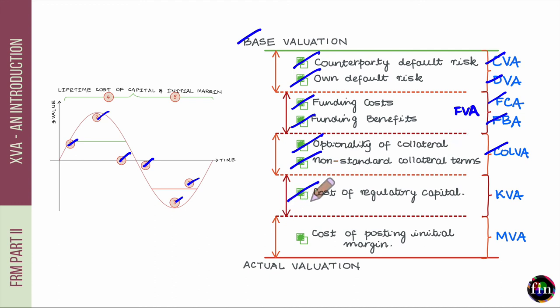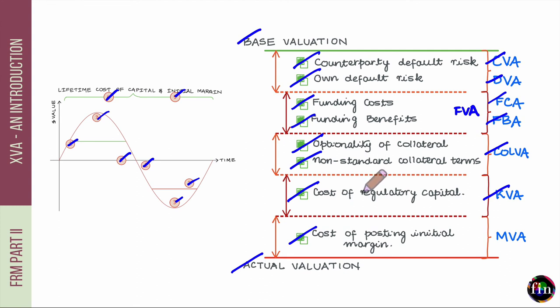The present value of the future expected cost of regulatory capital would go into KVA, capital valuation adjustment. This was my heading number 4. And then finally, number 5 would give me the MVA, the margin valuation adjustment, which is the present value of the future expected cost of posting initial margin. Now once I have all these adjustments, I can apply them one after the other to my base valuation and arrive at the actual valuation of my derivatives portfolio, which has taken into account different aspects related to counterparty credit risk.